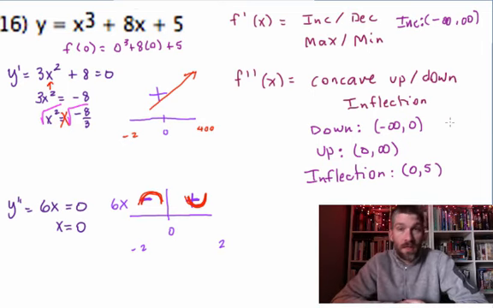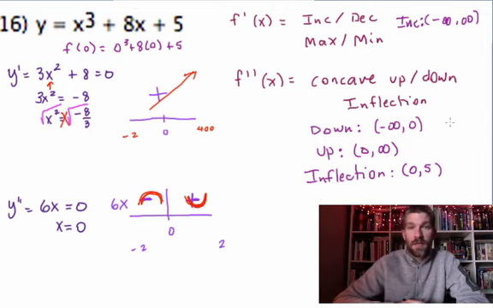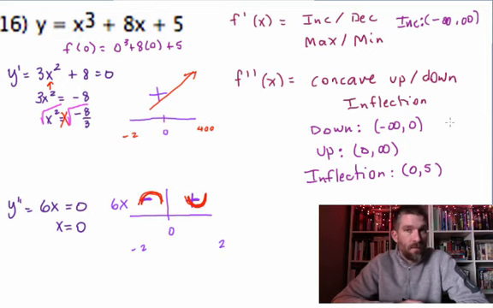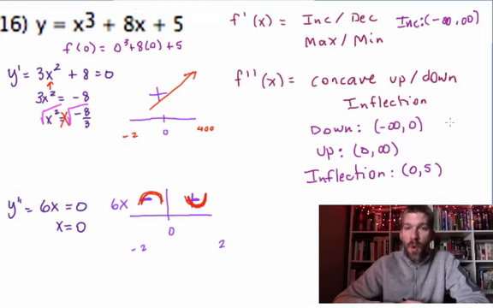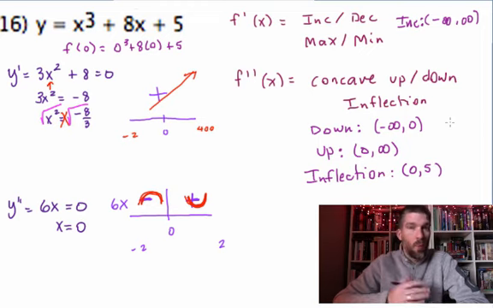So where are we increasing? From negative infinity to positive infinity. Where are we decreasing? We don't. Where are we concave down? From negative infinity to 0. Where are we concave up? From 0 to infinity. And what point of inflection do we have? In other words, where does that concavity change? It changes at the point (0, 5).